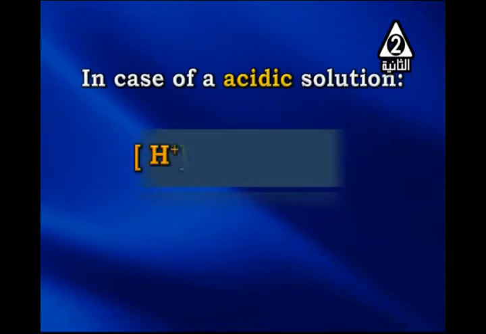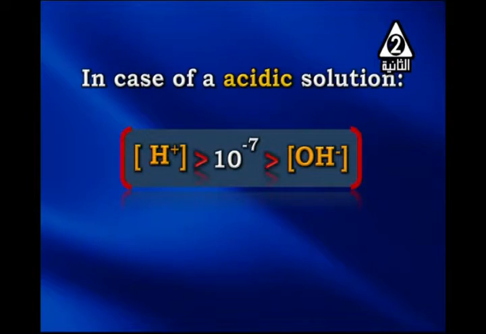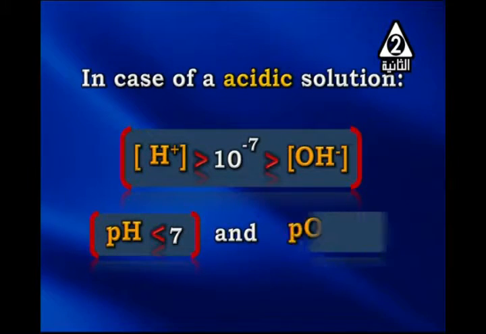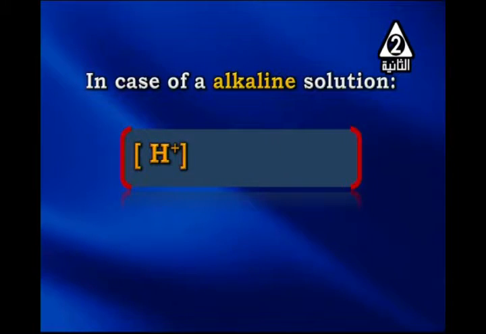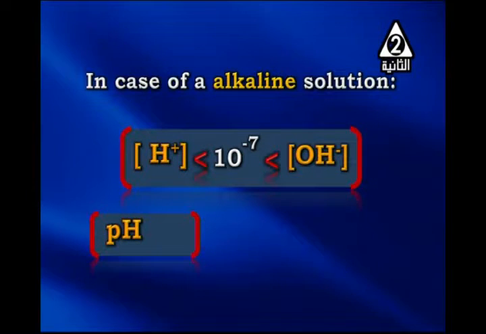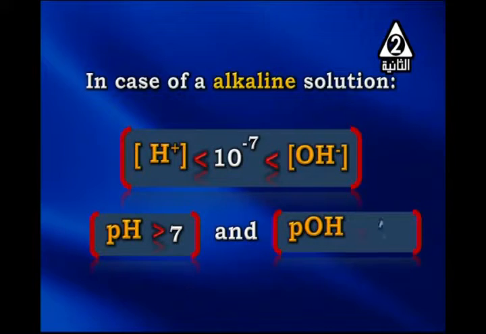In case of an acidic solution, the concentration of hydrogen ion is greater than 10 to the power negative 7, which is also greater than the concentration of hydroxide ion. So pH here is less than 7 and pOH is more than 7, as we get the negative log of their concentration. In case of an alkaline solution, the concentration of hydrogen ion is less than 10 to the power negative 7, which is less than the concentration of hydroxide ion. So pH is greater than 7, and pOH is less than 7.